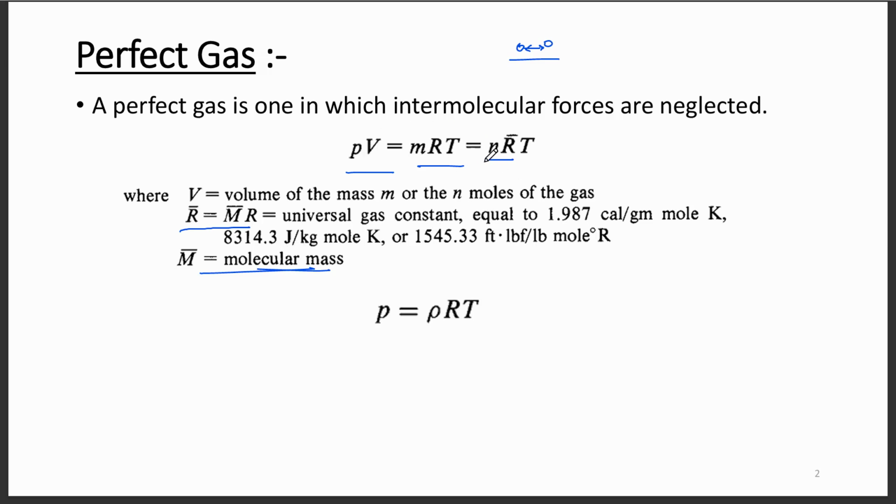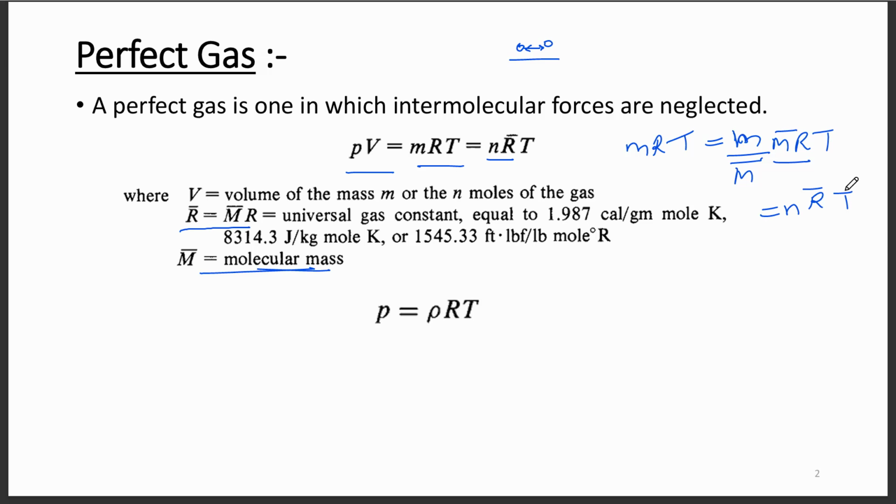We can get this equation from this also. If you see mRT, if we divide by molecular mass and multiply by it, then you can see this M bar R can be written as R bar, and m by M bar is nothing but the number of moles. Like this we can derive it.